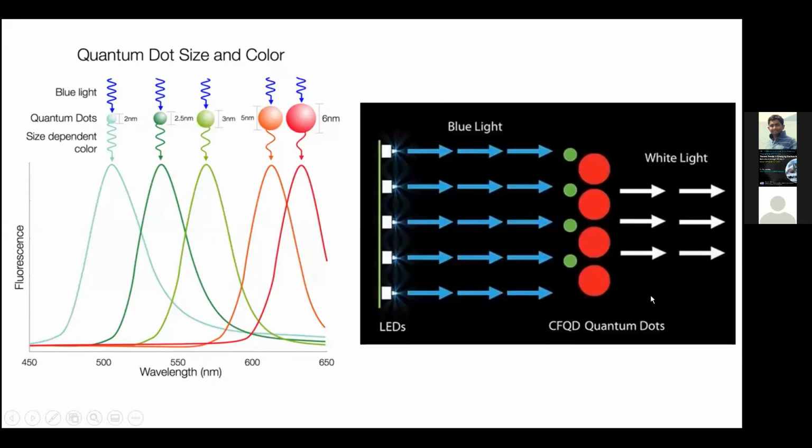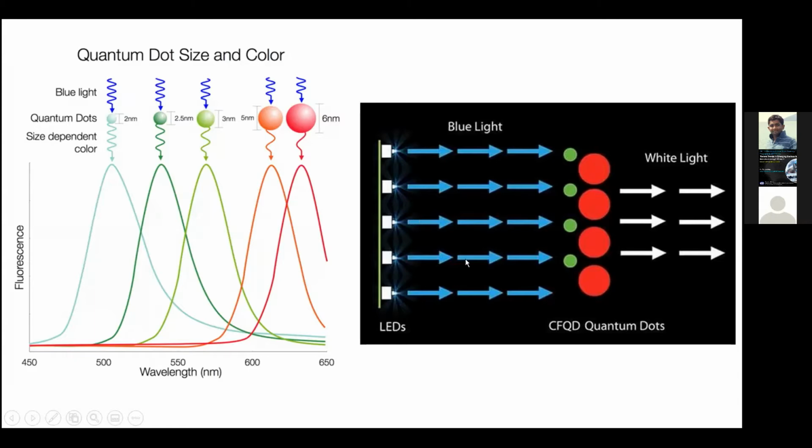And as I told you, these are different sizes of nanocrystals. People do not make a mixture of the nanocrystals. They make blue emitting nanocrystals, like 2 nanometer nanocrystals, in one film, then green, then orange, and then red. So you will have very bright white light emission, and then we can see it on the screen.